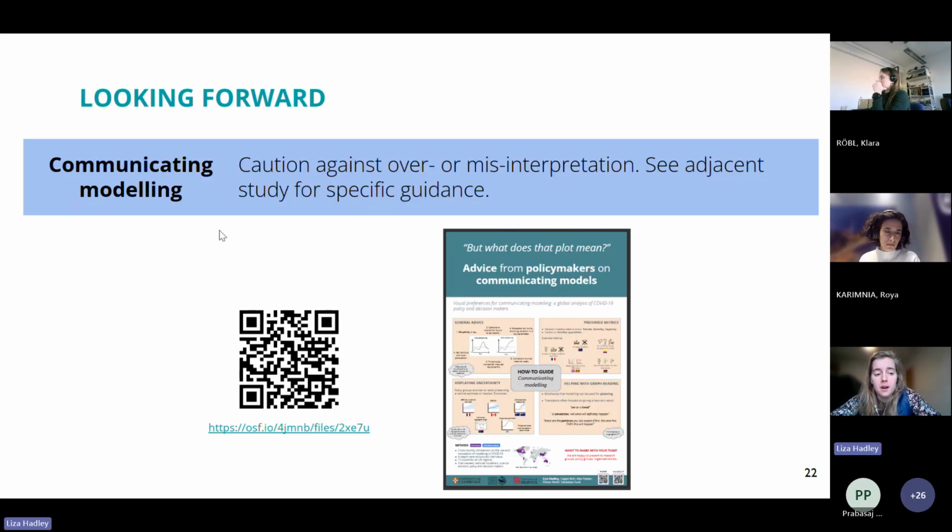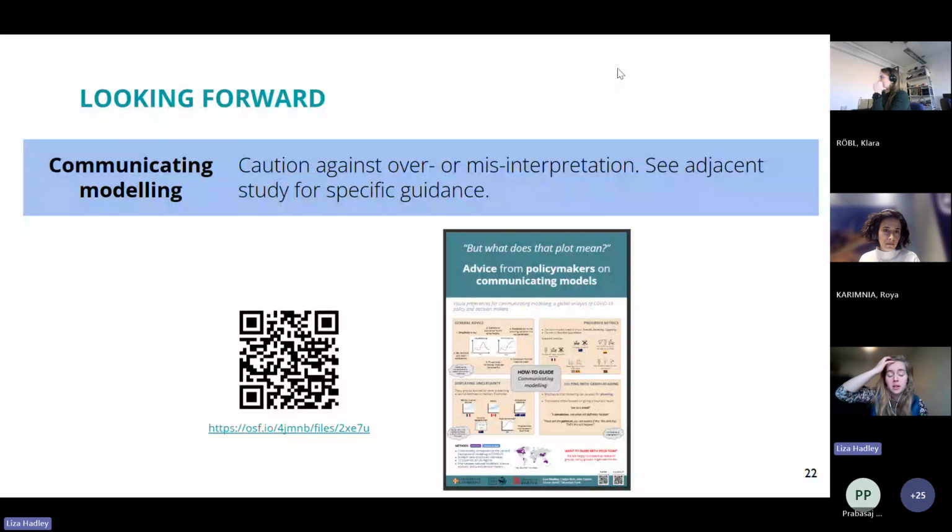And then we have guidance on communicating modelling. I'm not actually going to talk about this today, but we have a separate paper which contains all our results on communication and visualization. And there's a printable handout version here as well. But our general headline message is to caution against over or misinterpreted modelling. And I think there are a lot of nice studies that have been looking separately at that issue.